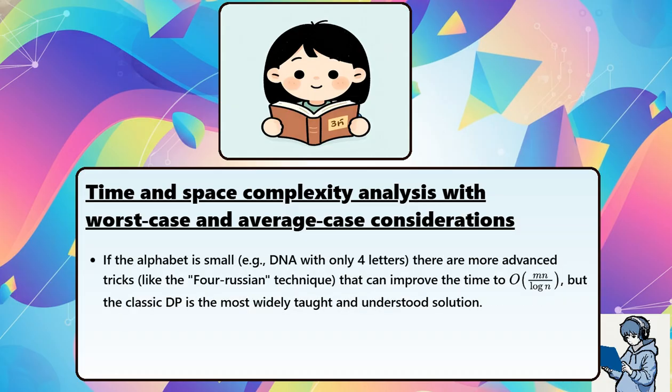If the alphabet is small, for example DNA with only 4 letters, there are more advanced tricks, like the Four Russians technique, that can improve the time to O(mn / log n). But the classic DP is the most widely taught and understood solution.